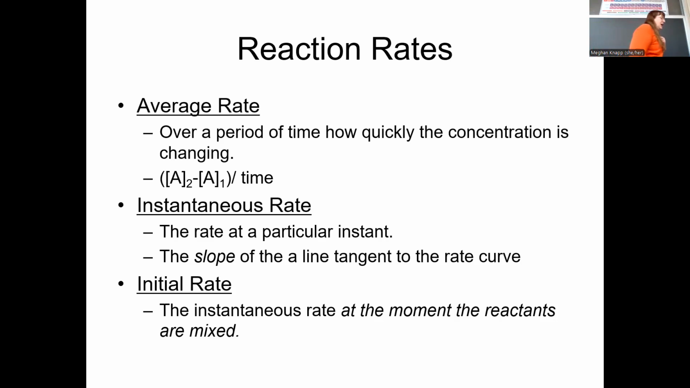Now, I do sometimes on quizzes and tests offer a picture of a simple graph and have a line and say, what is this? Is this the initial rate? Is this an arbitrary instantaneous rate? Is it an average rate? So make sure that you know that terminology and how it compares to what you're looking at on the graph.